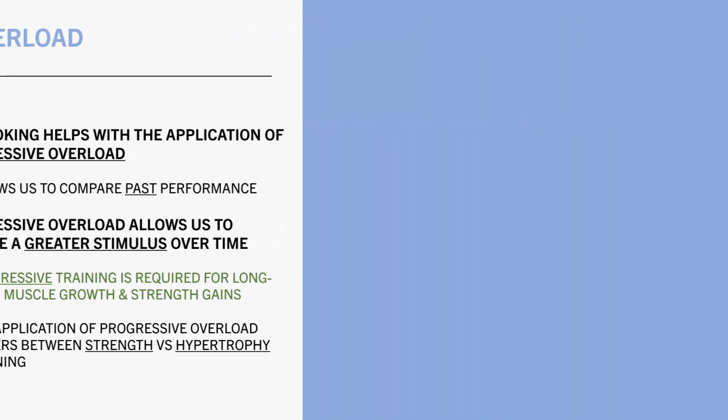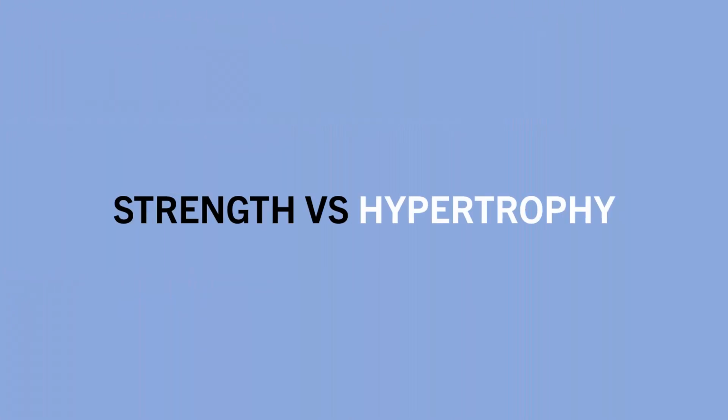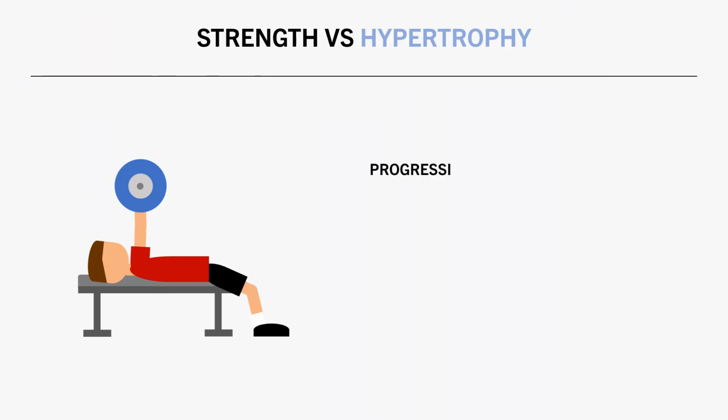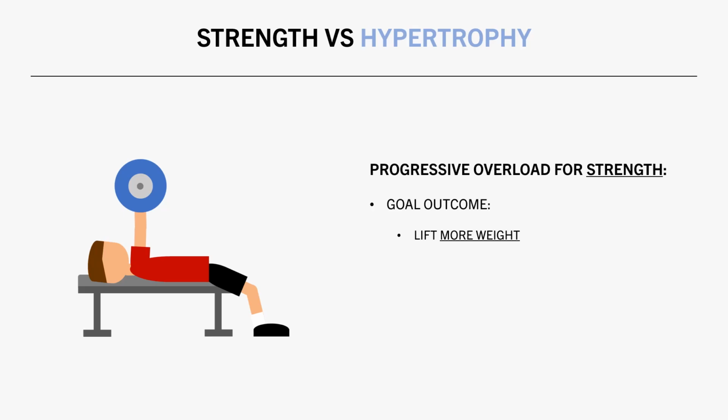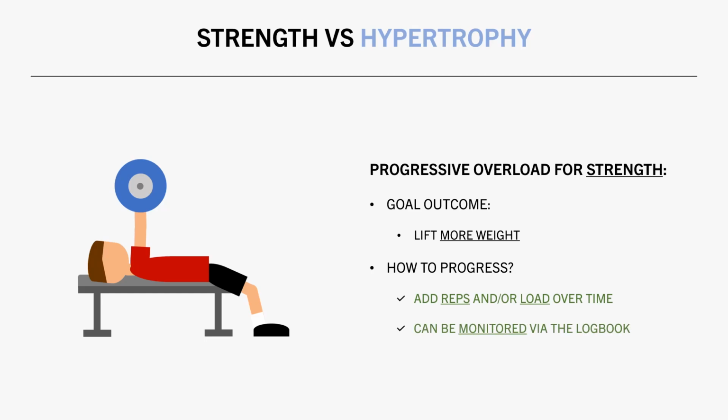When it comes to strength, the goal outcome is to lift more weight over time. So the reps and load performed over time is directly related to the outcome. In this case, the application of progressive overload should be to increase lifting performance over time. And therefore, logbooking your workouts can be useful to keep track of lifting performance to ensure we are progressing over time.